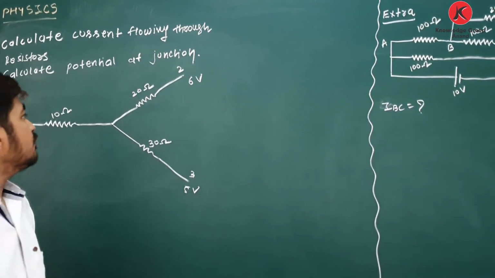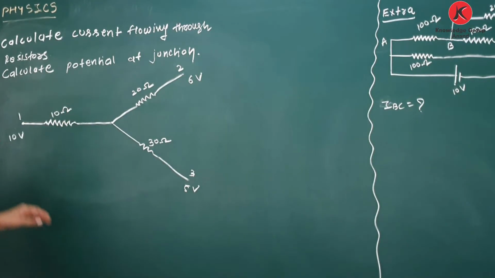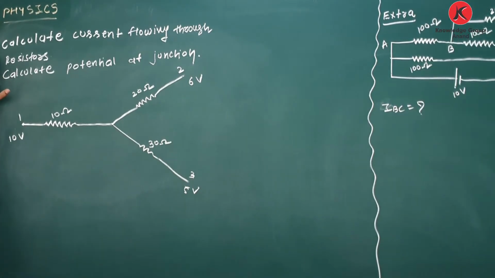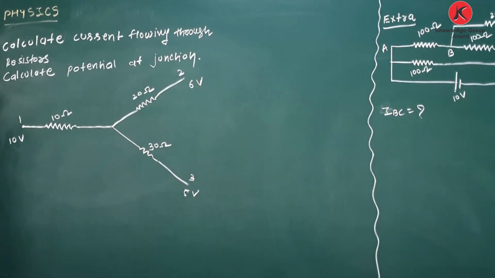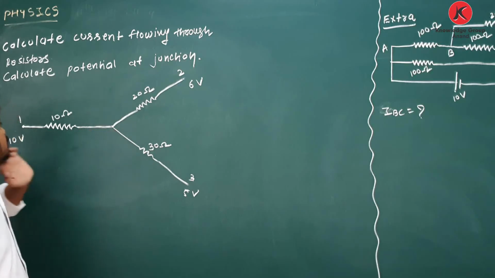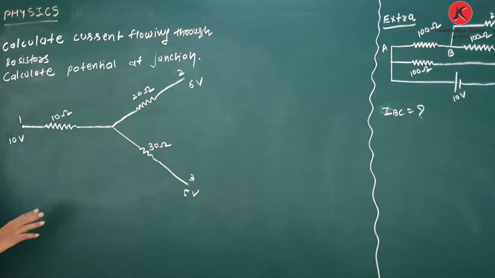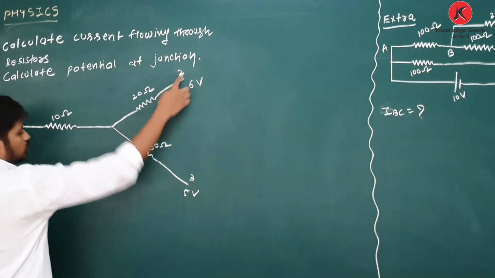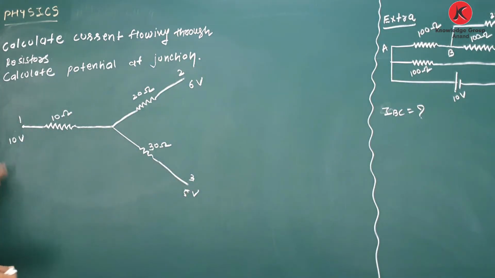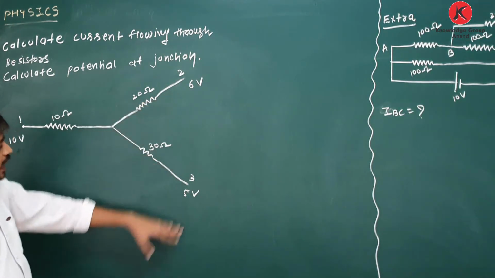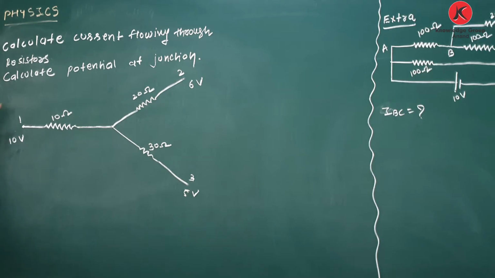Okay, now we will see one extra question. Calculate current flowing through the resistors. You are given 3 resistors, 10 ohm, 20 ohm, 30 ohm, and 4 points, 1, 2, 3, having potentials 10 volt, 6 volt, and 5 volt. The second question is to calculate the potential at the junction.